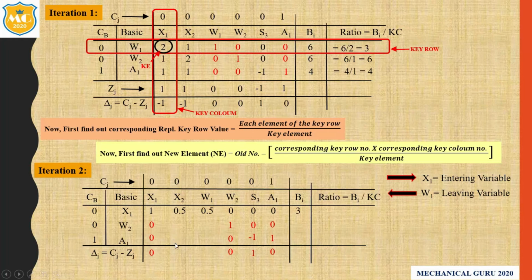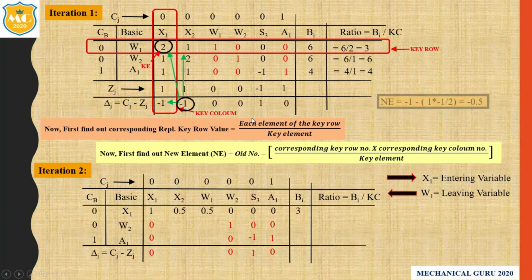So this is our new element. Okay, so new element is equal to old number. So this is our old number, minus, in bracket, corresponding key row number. So this is our key row number, into corresponding key column number, that is minus 1, divided by key element.